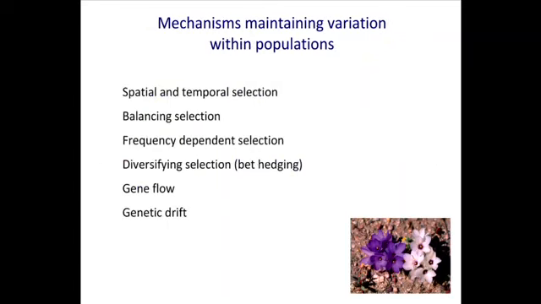So some of the mechanisms that have been proposed as being important in maintaining variation within populations are things like spatial and temporal heterogeneity in selection, balancing selection, frequency-dependent selection, bet hedging, and then non-selective processes like gene flow and genetic drift. And obviously, there's an element of uncertainty and stochasticity with gene flow and genetic drift. But in fact, of the selective processes, most of those have to do with mitigating or dealing with uncertainty in the environment. And so it's really this uncertainty that is responsible for maintaining variation within populations.